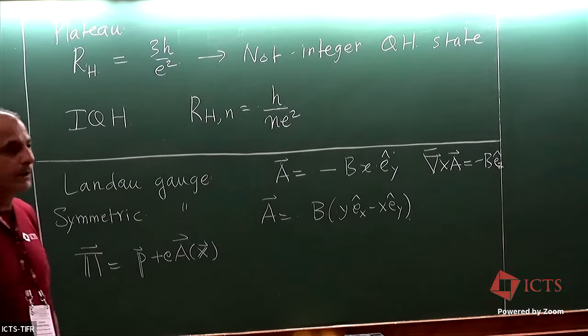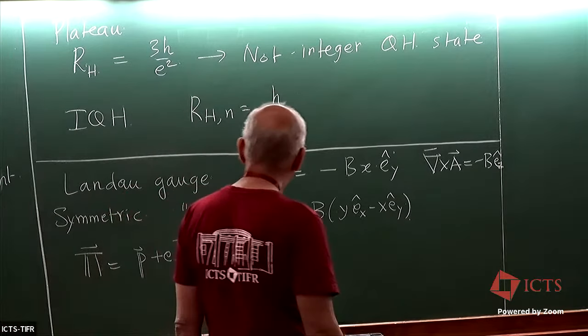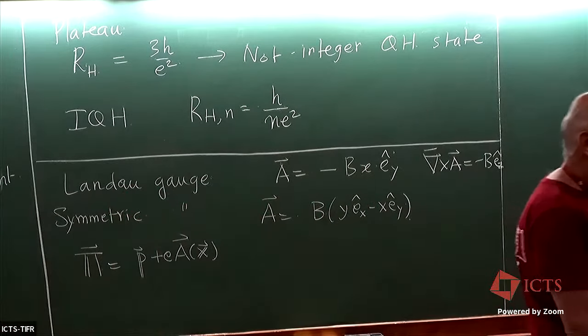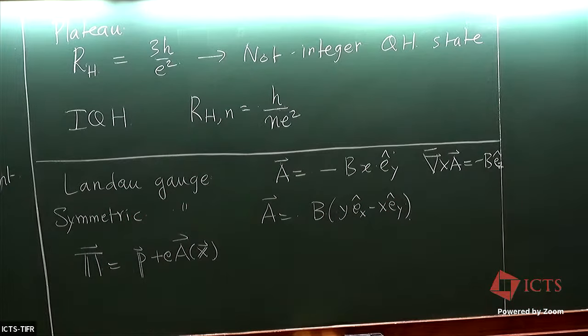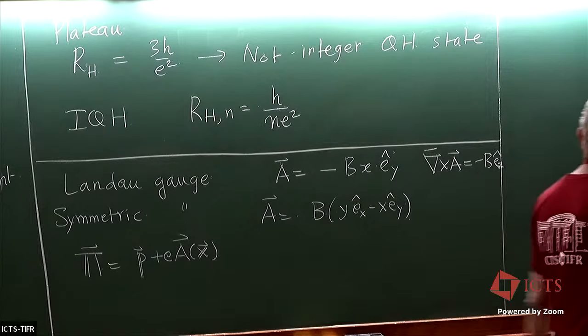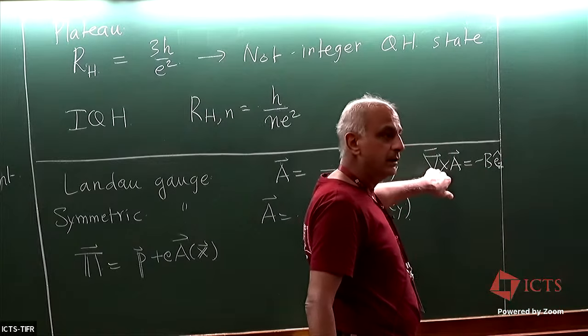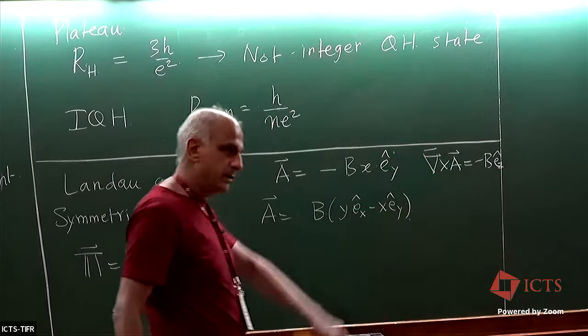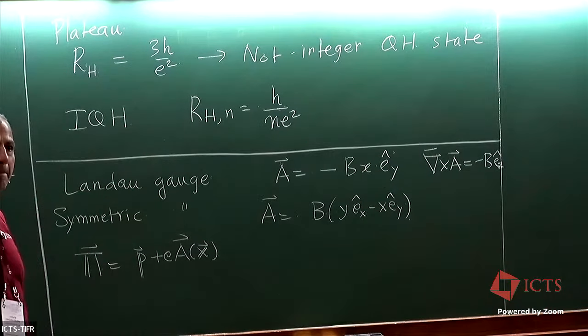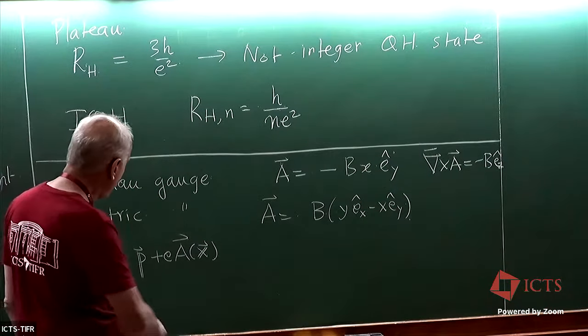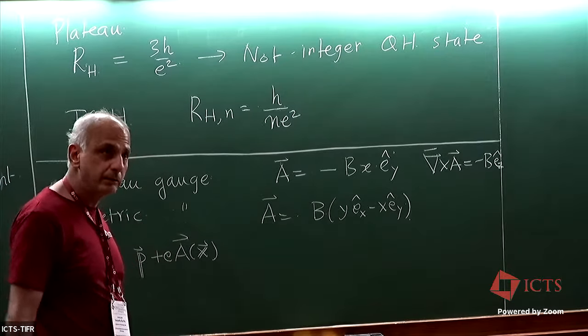e by definition is 1.6 times 10^-19 coulombs with a plus sign. That is why I'm writing P + eA, because the charge of the electron is negative. That's also the reason why I chose this, so as to cancel that troublesome negative sign. So this is the mechanical momentum.